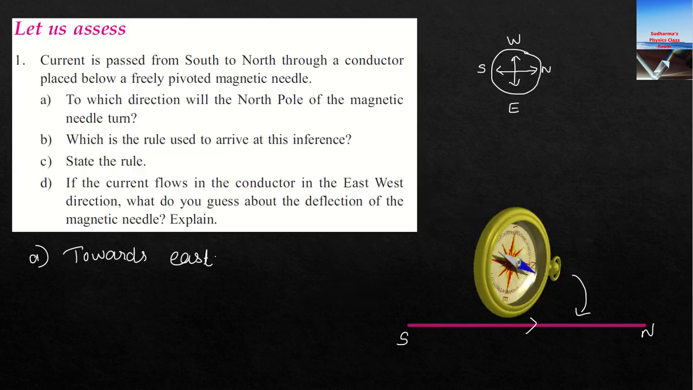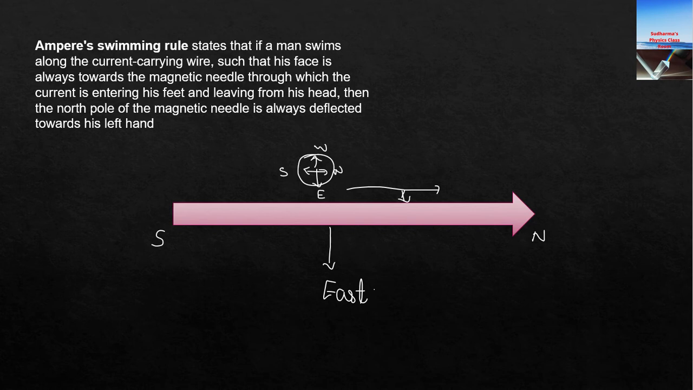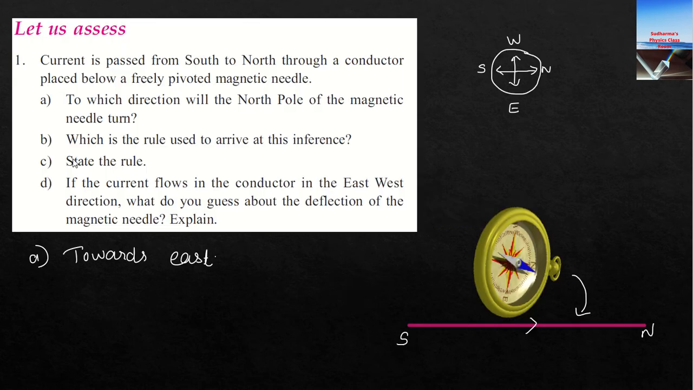But when you answer it here, there is no Ampere's swimming rule explained in our textbook, right? We cannot go beyond our textbook. This is a trick for you to find out the direction. But we have to write and explain the right hand thumb rule for questions B and C, which is the rule used to arrive at this inference, and state the rule. You have to state the right hand thumb rule.